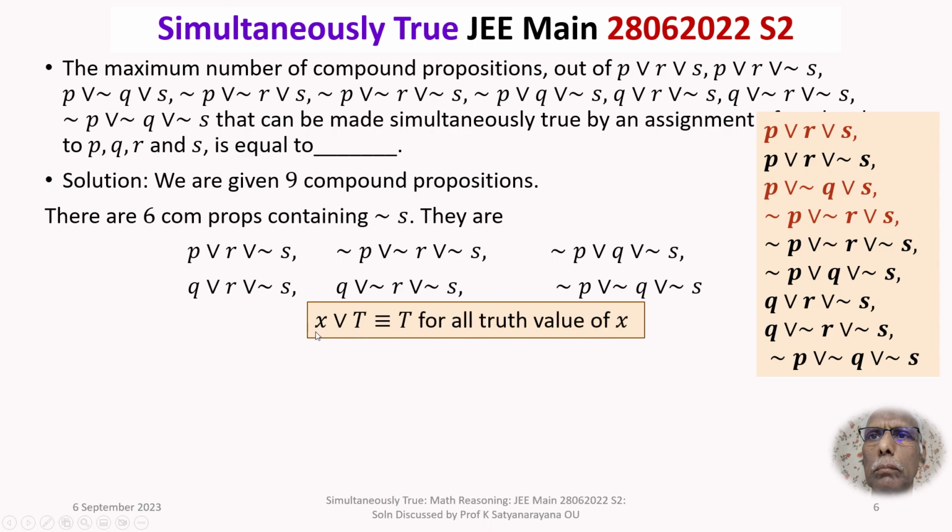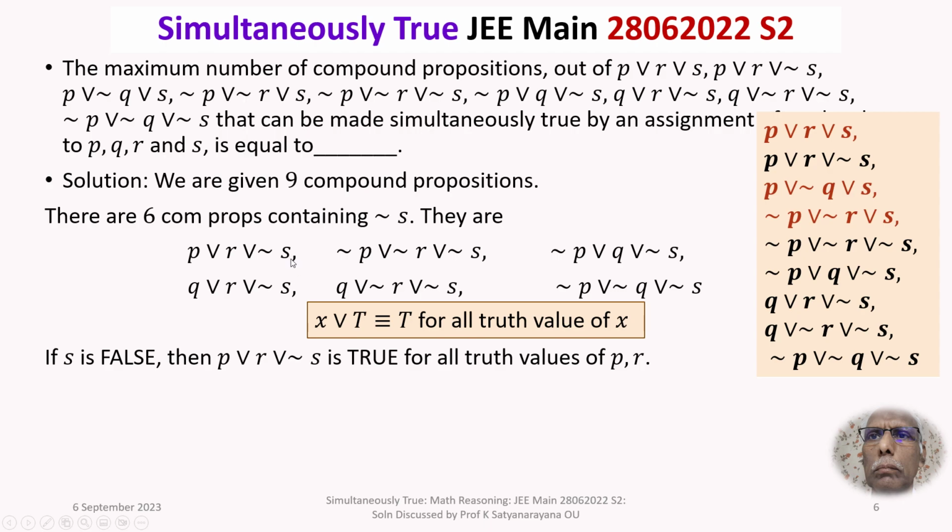Now we remember this one. X is a statement. X or true is identically equal to true for all truth values of X. Whether X is false or true, X or true is always true. Now, if S is false, negation of S is true. So in all these, negation of S is true, this is T, and the remaining one is X. And we have seen X or true is identically equal to true for all truth values of X.